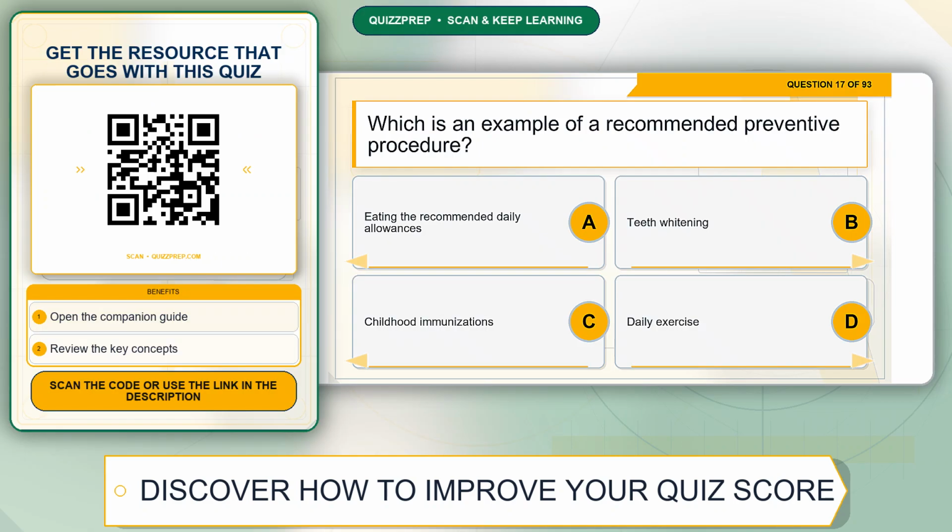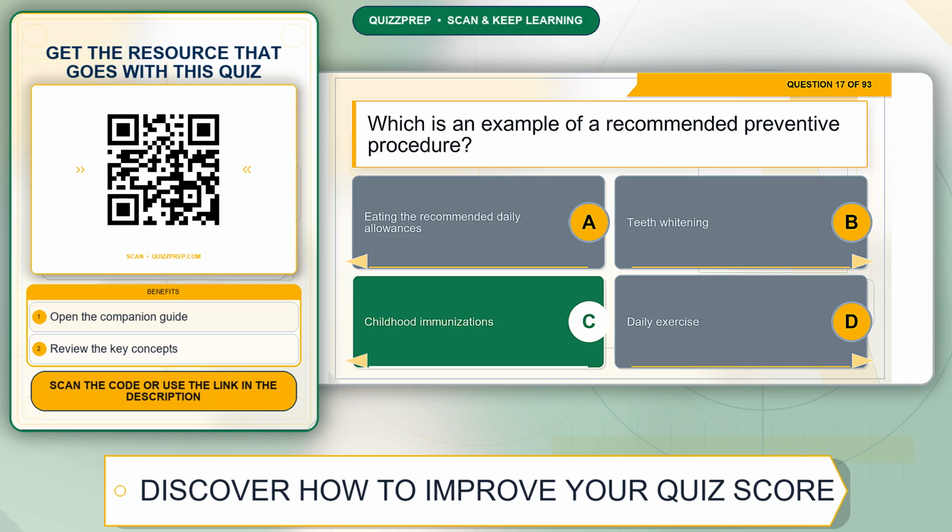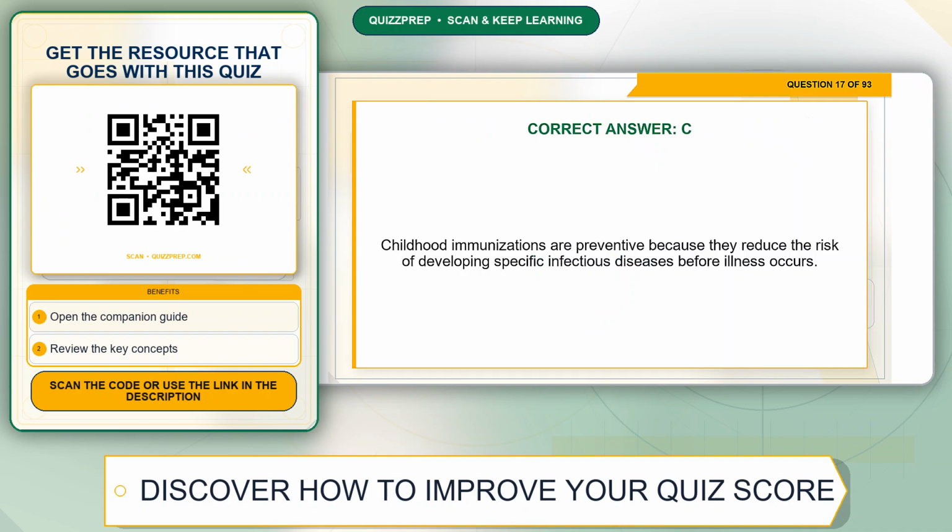Question 17. Which is an example of a recommended preventive procedure? Option A, eating the recommended daily allowances. Option B, teeth whitening. Option C, childhood immunizations. Option D, daily exercise. The correct answer is option C, childhood immunizations. Explanation. Childhood immunizations are preventive because they reduce the risk of developing specific infectious diseases before illness occurs.